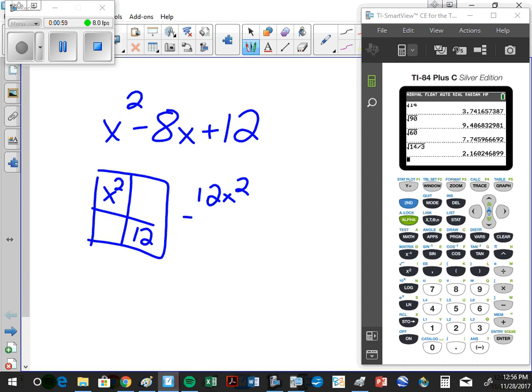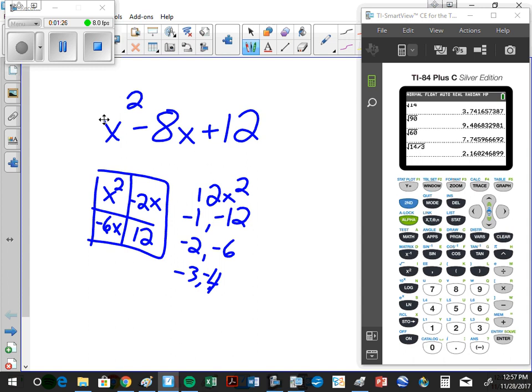So the factors of 12 would be negative 12 and negative 1. Does that add up to be negative 8? No. The others are 2 and 6, and 3 and 4. Do any of those add up to be negative 8? Yes, negative 2 and negative 6. So I put negative 2x and negative 6x.